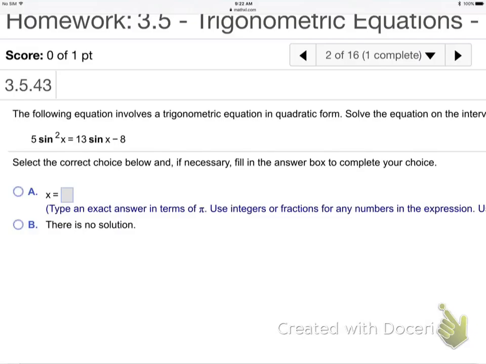Let's move on. So let's try one. Okay. Can y'all see that? Let me write it up top here, a little bigger. 5 sine squared x is 13 sine x minus 8. All right, try that one. So you see sine squared. What's the first order of business?